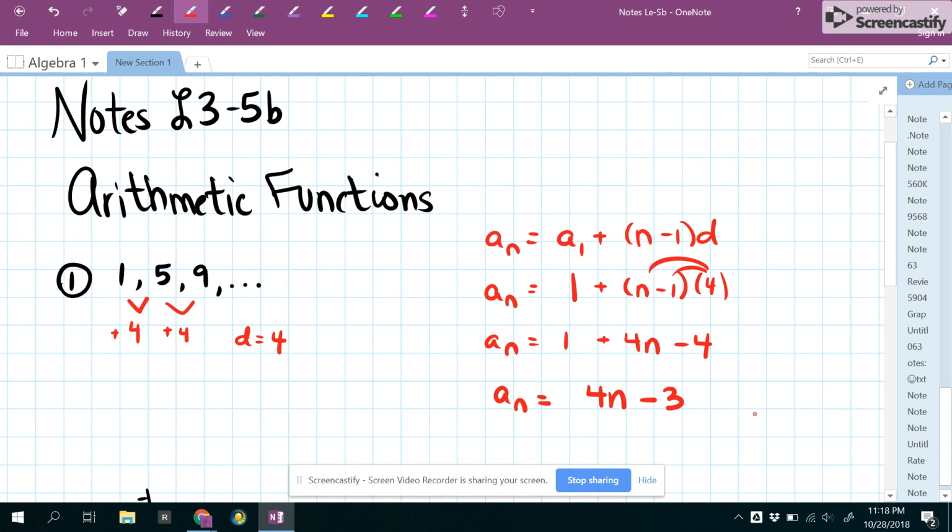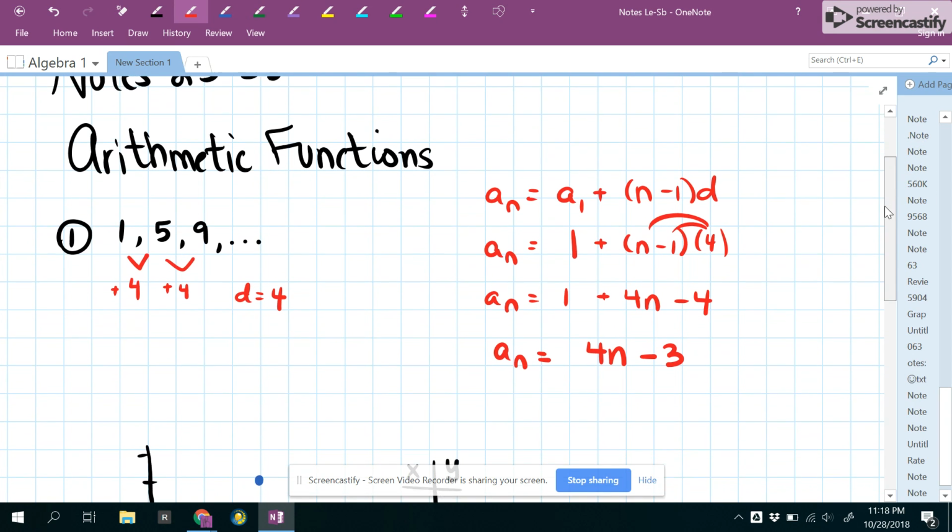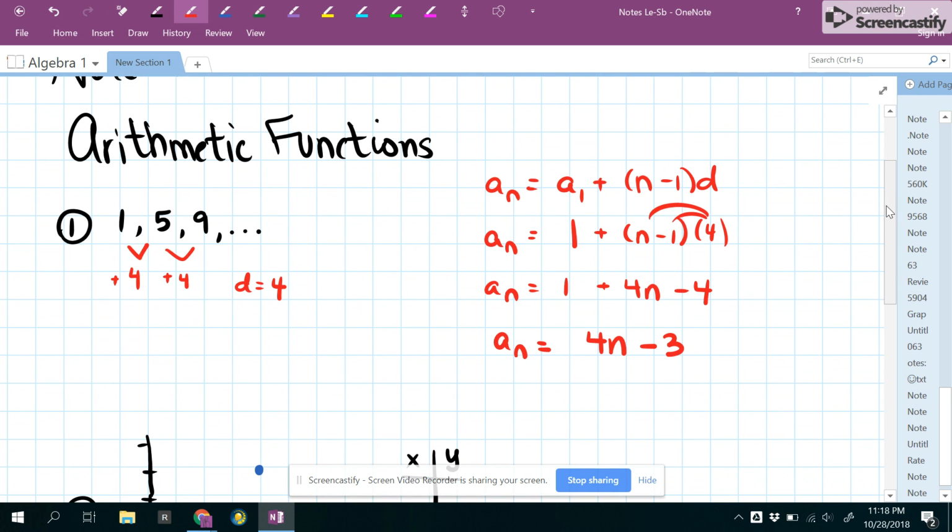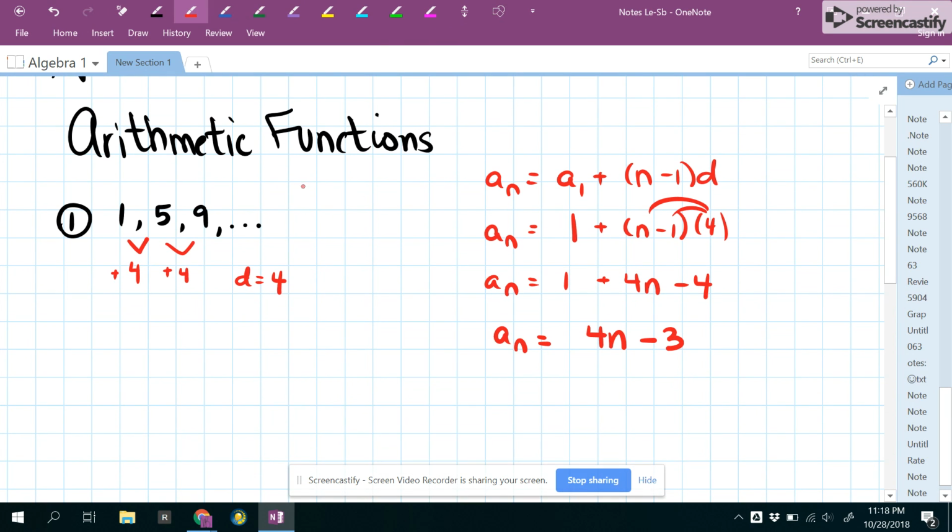And again, this should look familiar. 4n minus 3 kind of looks like 4x minus 3, which is an equation that we were using a couple of days ago. But anyway, we have our equation. Let's look at what happens if we graph these numbers.